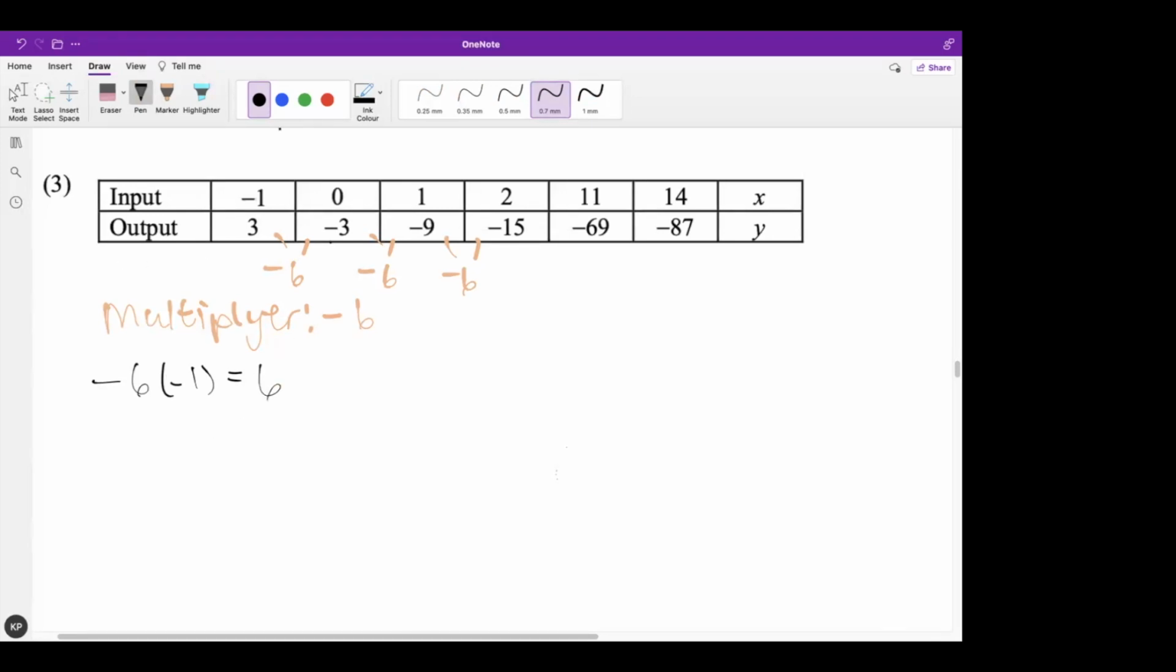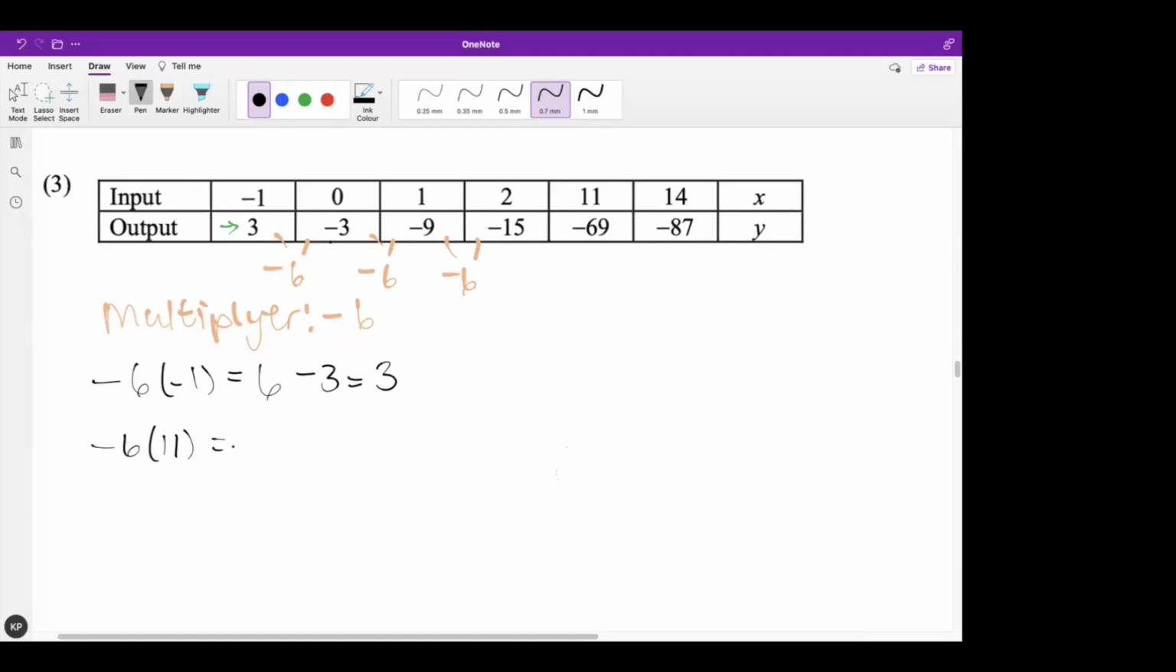That's 6. But I want to be at 3, not 6. So what do I still have to do with this answer? Minus 3. And that will give me 3. Let's try it with another one. Let's try it with a little bit of a bigger number, with 11. Okay? I'm going to say negative 6 times 11.